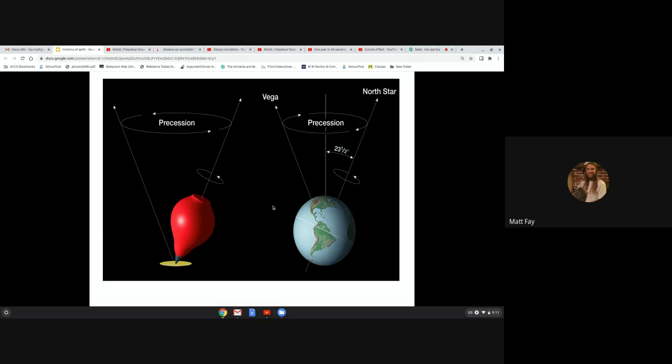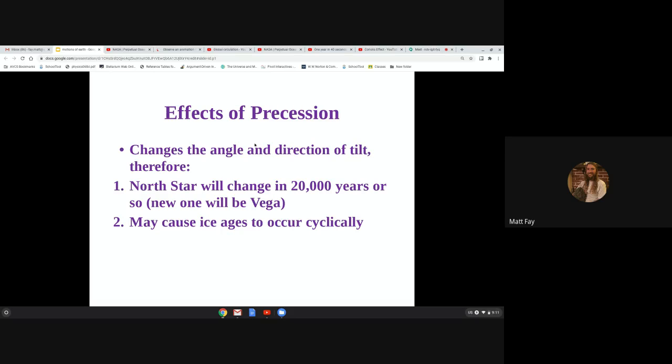Our North Star will always be the North Star, Polaris. But in thousands of years, the North Star will be a different star. It will be Vega. And that will be the one that doesn't move in the sky, the one that's always due north. In the time of the ancients, the Egyptians, they had a different North Star. So this is the stuff I just mentioned, okay? That the North Star will change because of precession. Eventually it will be Vega, right?